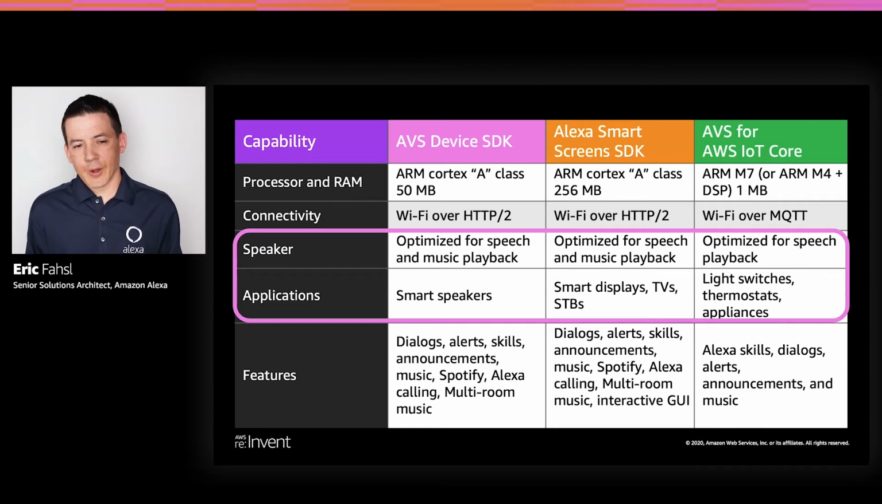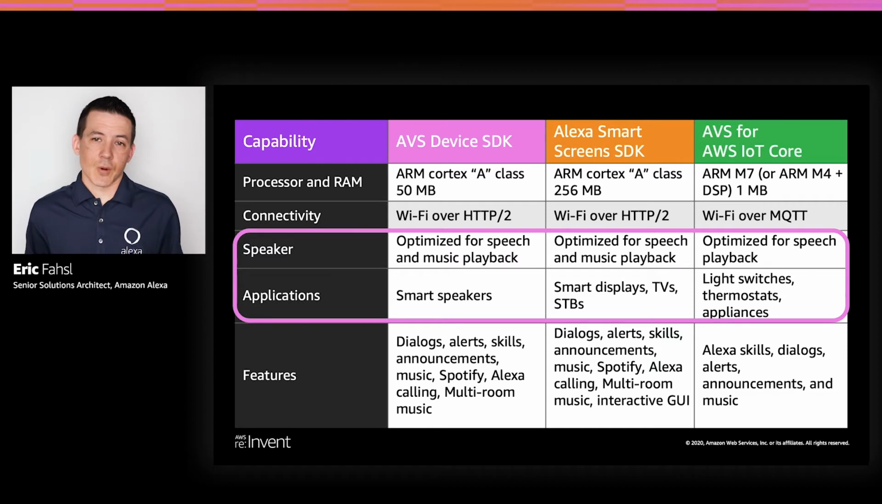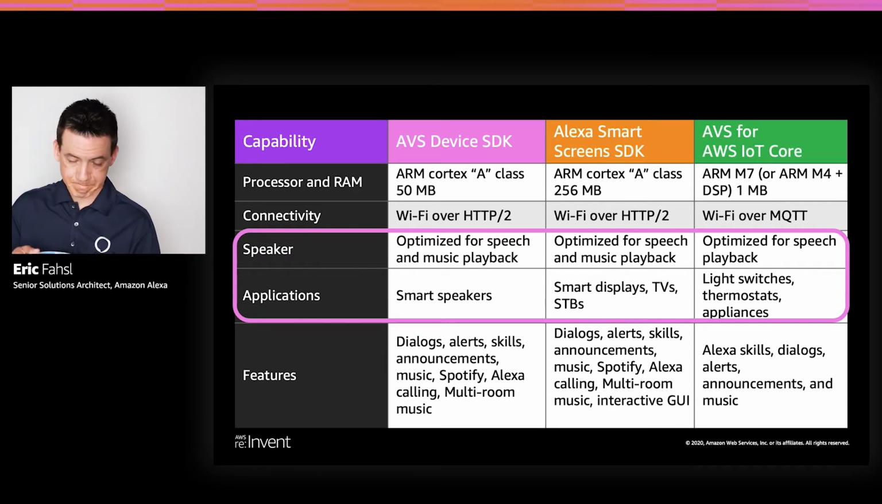The other piece I want to call out is on that row here for speakers. You'll notice that the first 2 SDKs I mentioned are optimized for both speech and music playback, whereas AVS for AWS IoT Core is really optimized for speech playback. We probably don't expect too many people to be listening to a ton of music on their light switches or thermostats. It does happen, it can support it, but it's just not necessarily optimized for it.